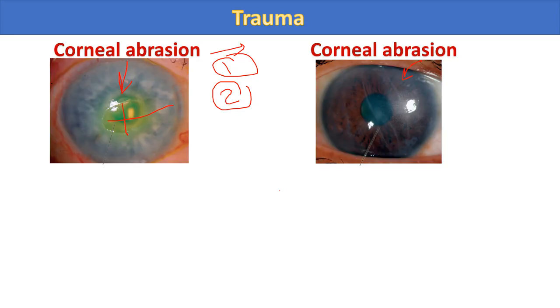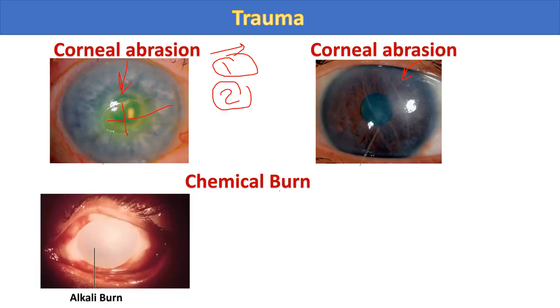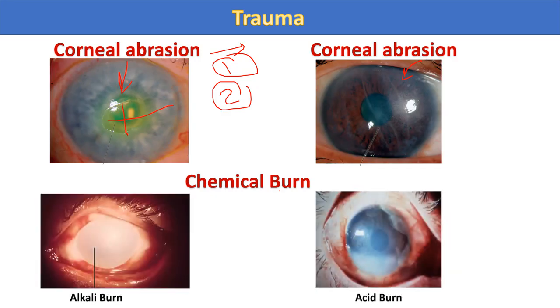This is not very important for the exam, but what is most important is the chemical burn. We have two forms of chemical burn: an alkali burn or an acid burn. What are the differences between them and how do we manage them? This is what we are going to see right now.